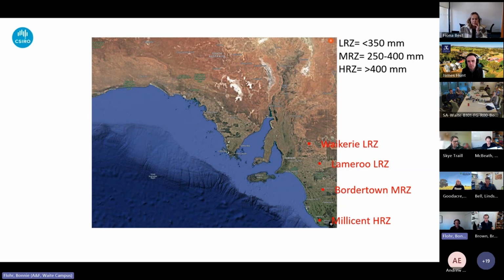So here's my rough map showing where the sites are, just so you can visualise it a bit better. So Waikerie and Lameroo are in the low rainfall zone, and as you head south, Bordertown and Millicent receive more rain.